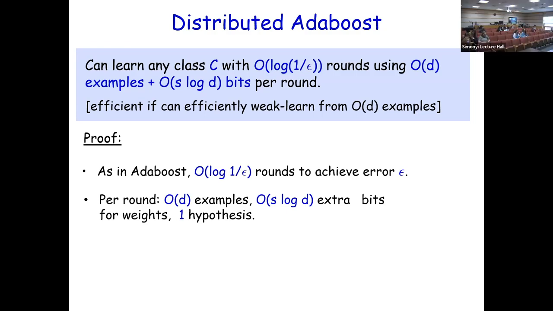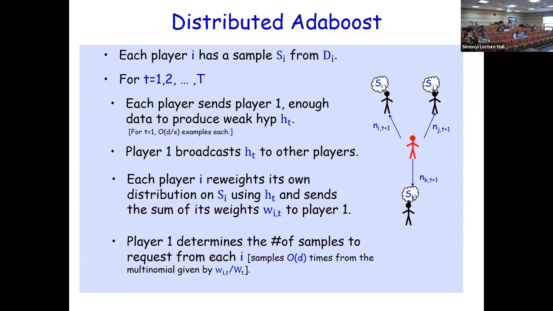We have a question, Nina. What's the question? So this is distributed, but one of the players plays a special role and does all this computation, right? So it's not, in some sense, fully distributed, right? Right, that's true. One of the players does the computation. That's correct. So here I'm trying to minimize the number of examples, but I'm not trying to balance the computation. So you are totally correct.